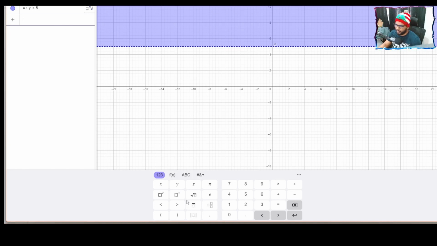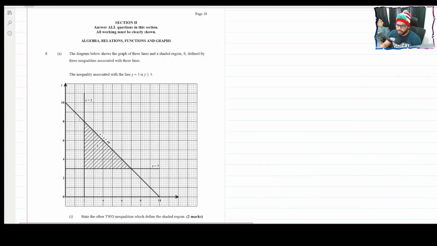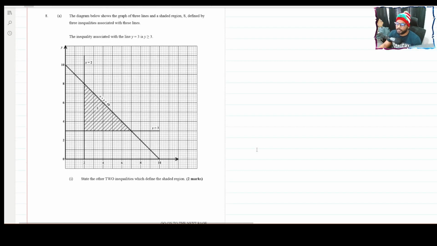If I have another line, let's say y is less than or equal to, let's say 2, this line is a solid line. And it works for inequalities where we have strictly less than or strictly more than or equal to. Once it has an equal to sign attached to it, it's a solid line. So these other two lines will also have an equal to sign attached to it. State the other two inequalities which define the shaded region.